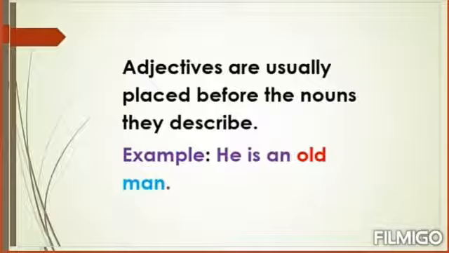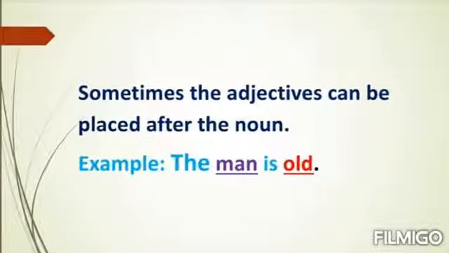Example, he is an old man. In this sentence, the adjective old is placed before the noun man. Sometimes the adjectives can be placed after the noun. Like, the man is old. In this sentence, the adjective old is placed after the noun man.